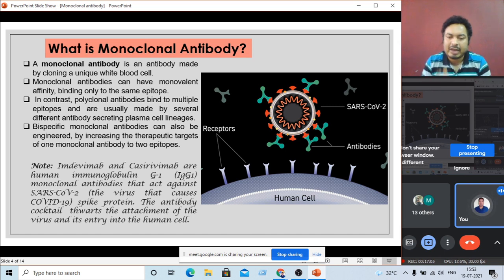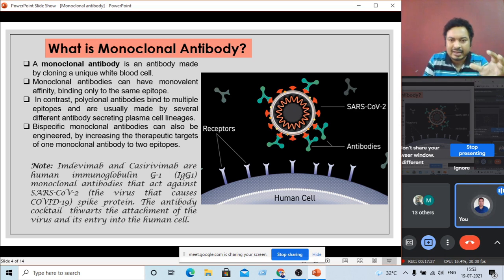a monoclonal antibody cannot be produced by the human body on its own. Suppose we are infected by a virus or by a bacteria. Suppose I am infected by a virus. In a virus, different types of antigens are there. Suppose they have the spike protein, and suppose they have some other types of proteins. So different types of proteins are there in the viral body.